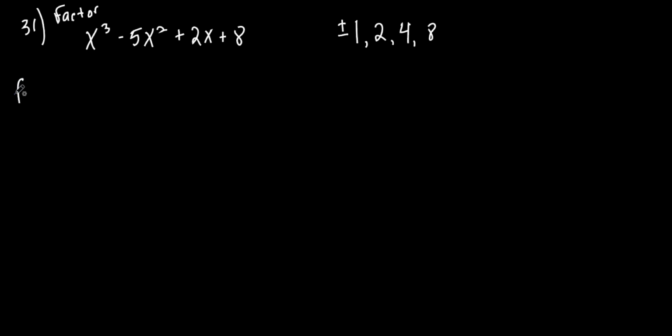Okay? So let's try f of 1. So 1 cubed is 1, minus 5 times 1, which is 5, plus 2 times 1, which is 2, plus 8. Does that come out to 0? Nope. Negative 4, that's 10, that's 6. It does not come out to 0. So I'm not going to try the 1. But this is also plus or minus 1. So what do you think the next number I'm going to try?